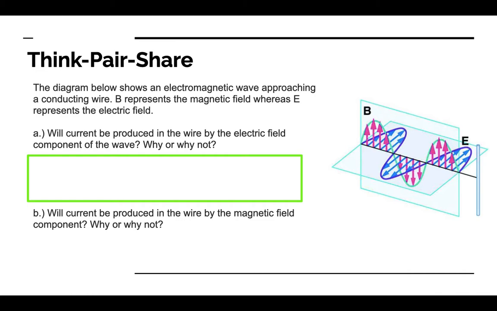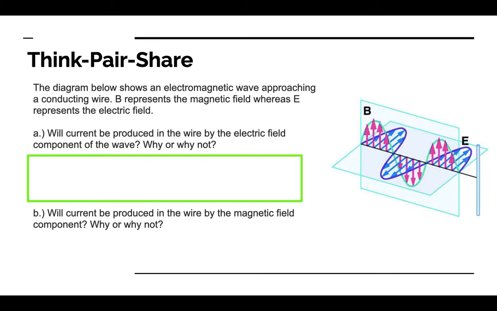A, we want to know, will current be produced in the wire by the electric field component of the wave? Why or why not? AKA, will electrons be induced to move up and down in our wire by the electric field component of our wave? So focus strictly on the electric field component, okay? And then B, will current be produced in the wire by the magnetic field component? Why or why not, okay? So here's some hints to think about.